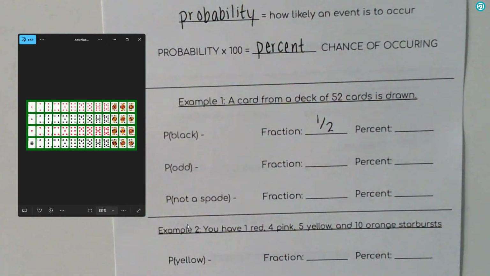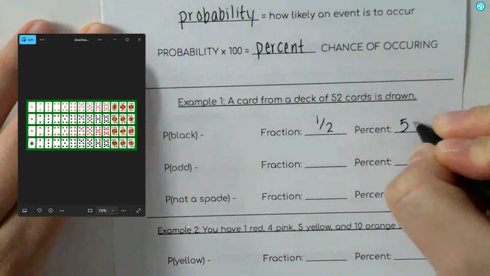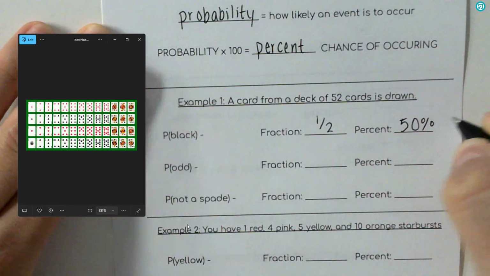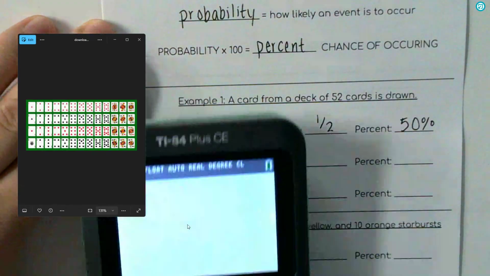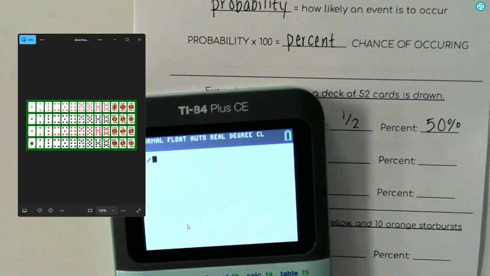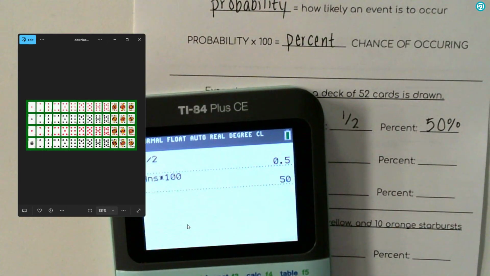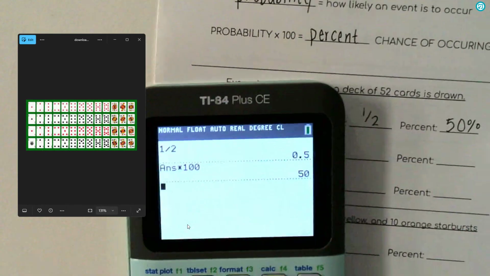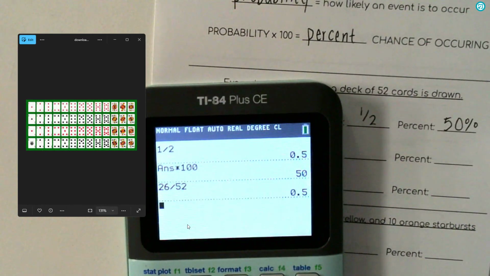Okay, this is the one single percentage that I expect you to be able to do without a calculator. What is 1/2 as a percentage? 50%. Okay? We are in high school, we should know that. If you don't know that, now you do. If I wanted to double check myself with a calculator, 1 divided by 2, and then I would multiply by 100, and I would get 50%. If I did 26 divided by 52, I should still get 50%.